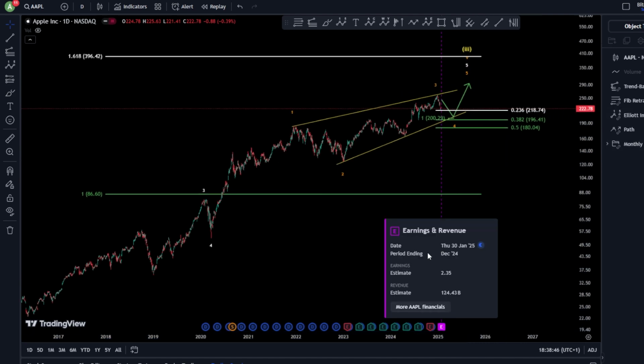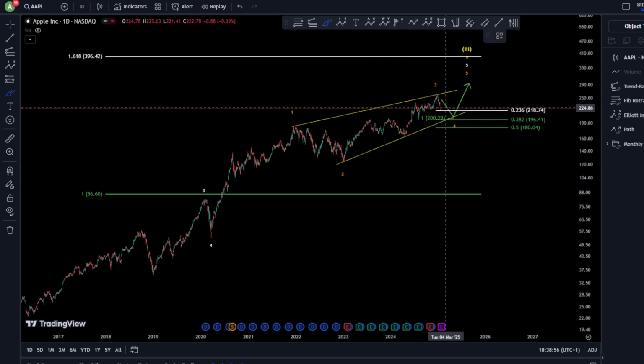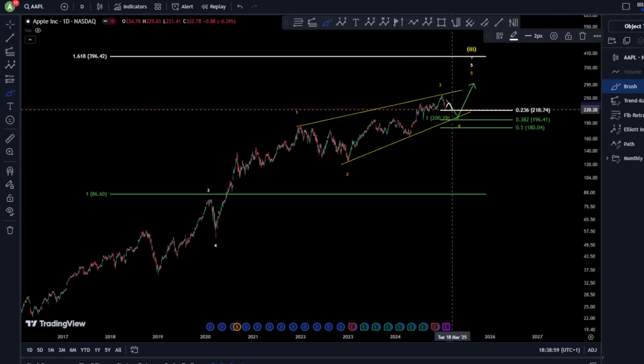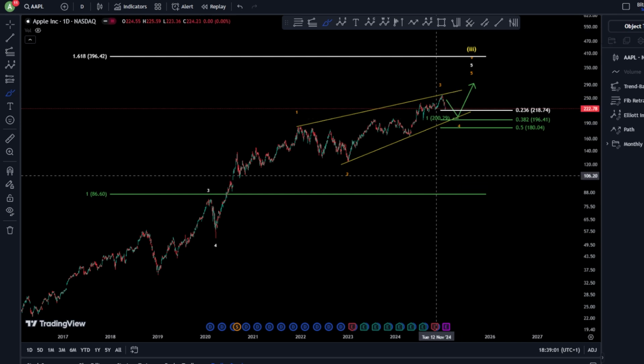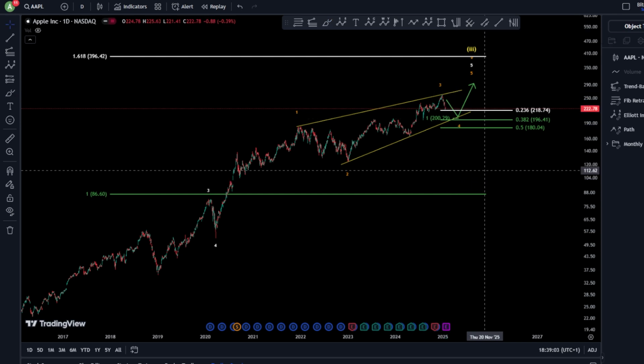So don't forget also that soon, on 30 January, we will have, of course, the earnings and the revenue of the Apple company. So this, of course, might affect the price action, so be careful with it. Of course, with those news, we're gonna see what's gonna happen with it, of course, in the next video.